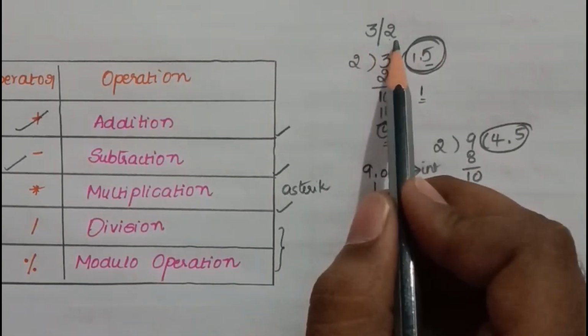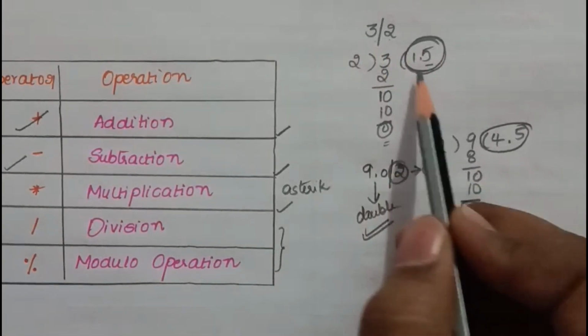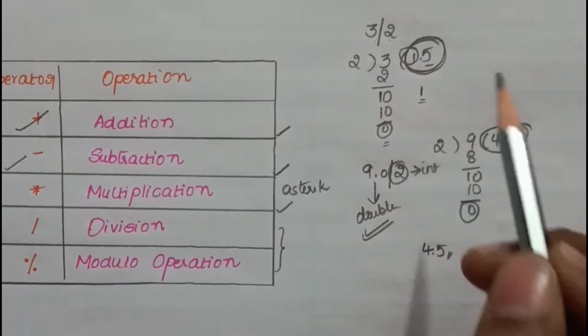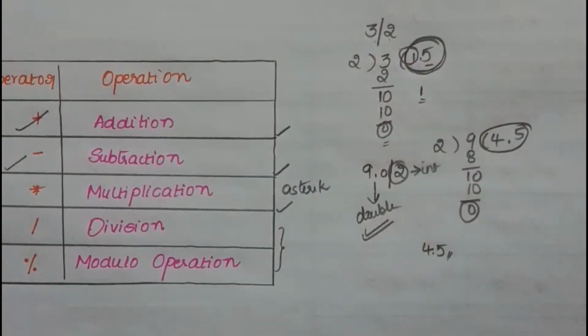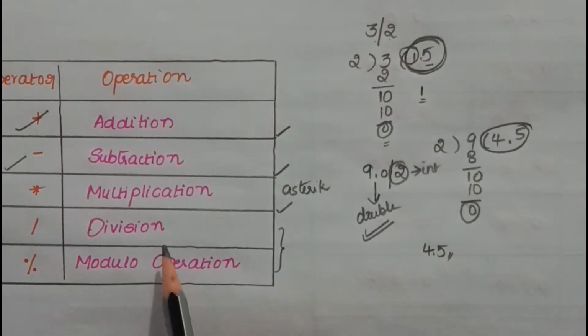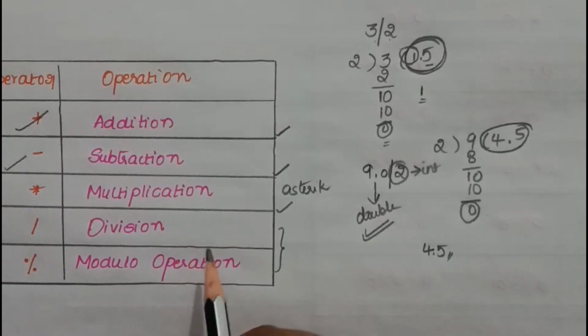So if both operands are integers, we will get the whole part of the quotient as result. If one of them or both are float, then the final output will also be a float number. That is how the division operator works. And the second type of division is modulo division.